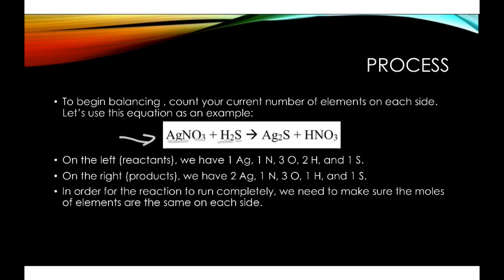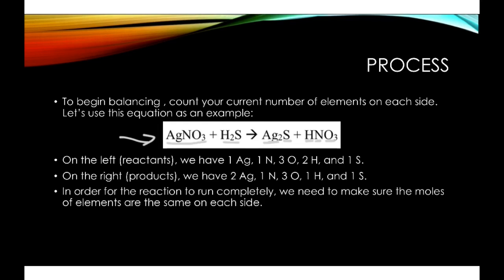Now make sure that whenever you're looking at this, when there's a number, whether it's a coefficient or a subscript, that it applies to whichever element it's supposed to be. So had this been something like 2HS, then you would have 2 hydrogen and 2 sulfur. But that's not the case. Here it's H2S, so you only have 2H and 1S. On the product side, we have 2 silver, 1 sulfur, 1 hydrogen, 1 N, and 3 oxygen.